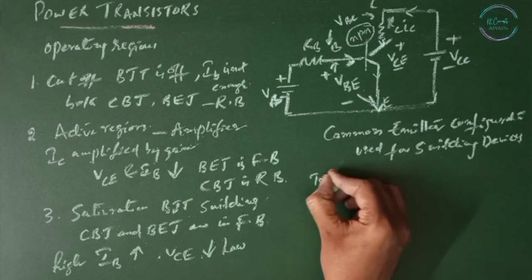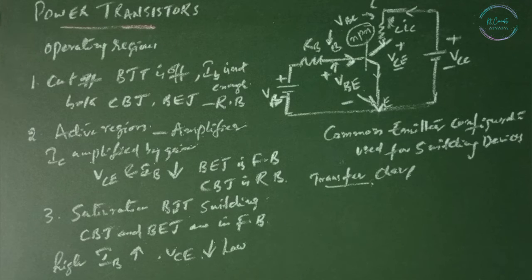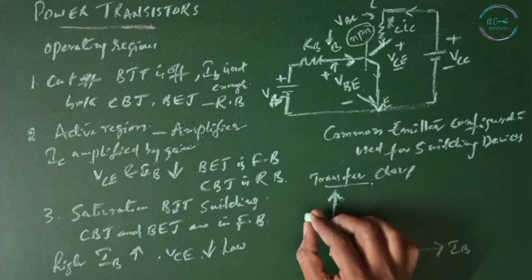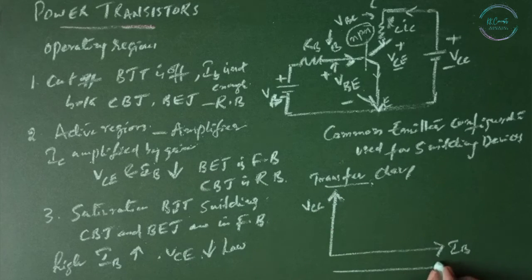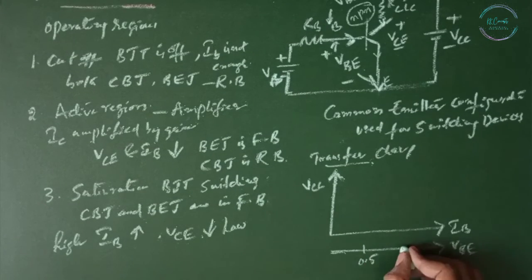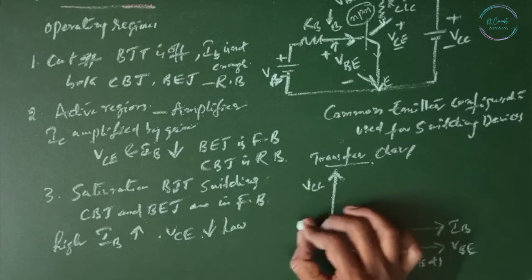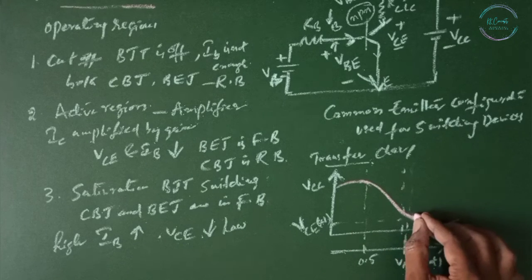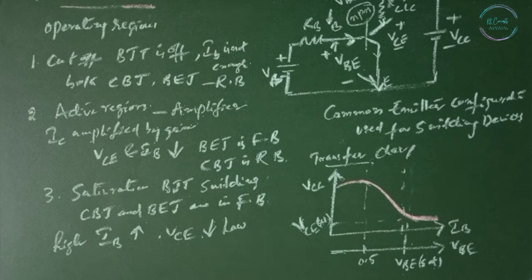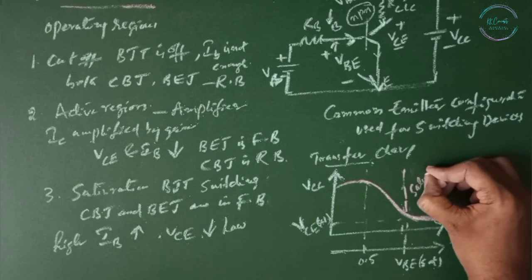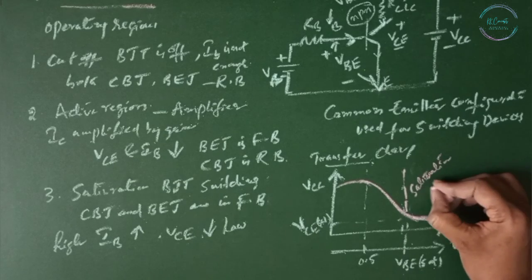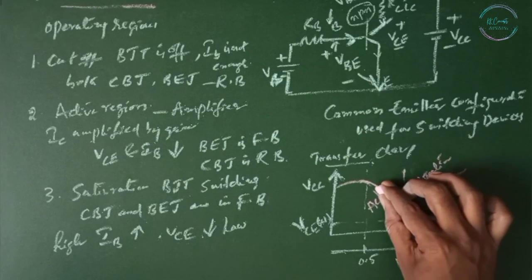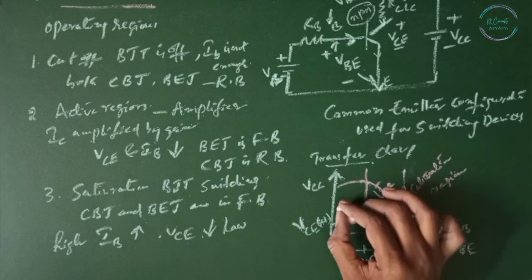Transfer characteristics. A transfer characteristic should be drawn between the input and output functions. The output is voltage VCE, and we can consider VBE as the input. This is the saturation region, this is the active region, and this is cutoff.